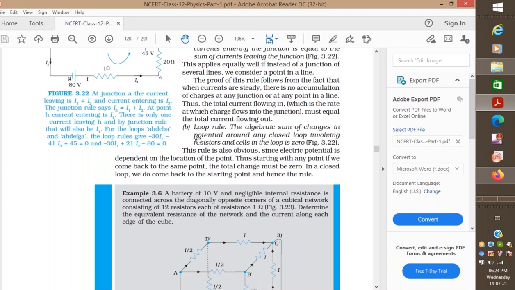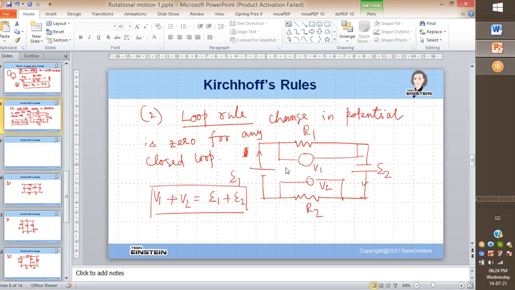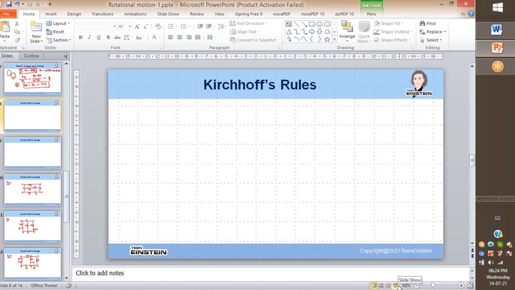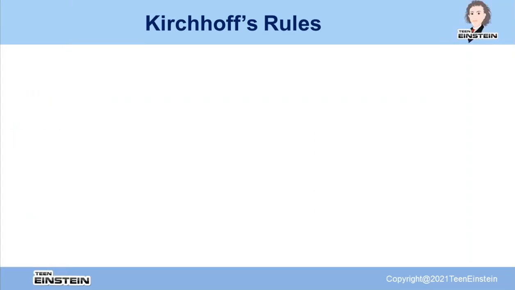I'll take a few examples, but before that, let me tell you what this loop rule is based on. This loop rule is also based on a certain law. This is actually the law of conservation of energy. So the loop rule is based on conservation of energy.